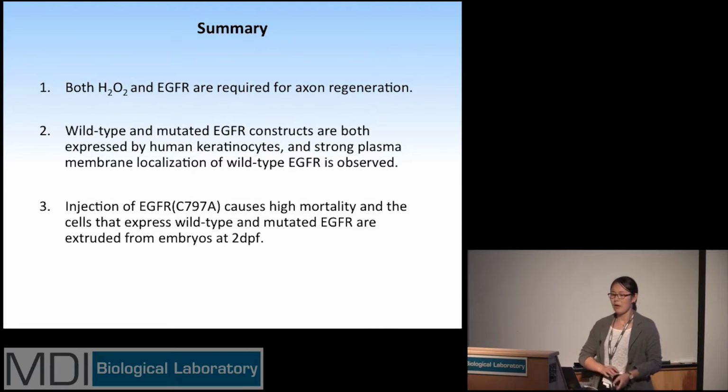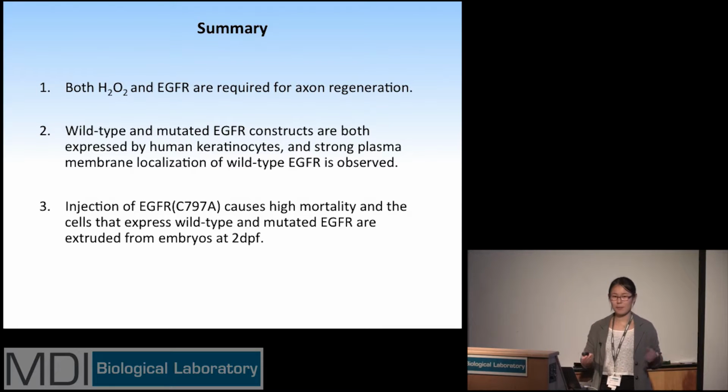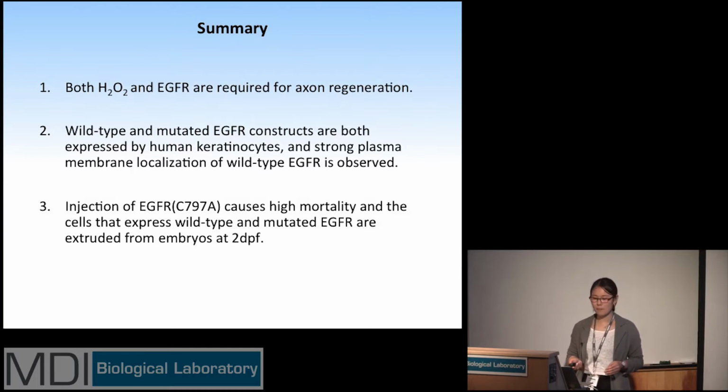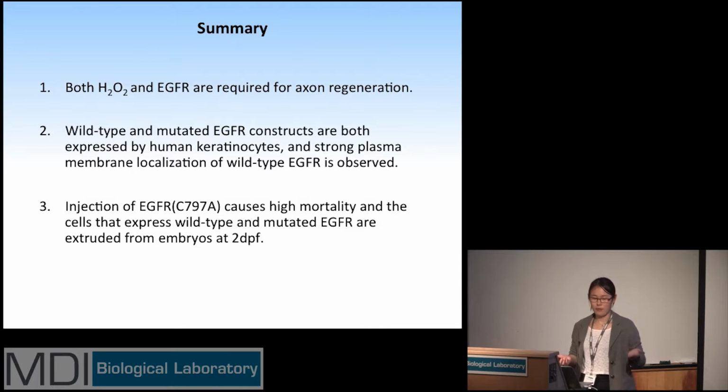So to summarize my talk, we have learned mainly three things. One is that both hydrogen peroxide and EGFR are important for axon regeneration. Second, both the wild-type EGFR and mutated EGFR constructs we made are expressed by the human keratinocytes, and with the wild-type EGFR, we see strong expression in the plasma membrane. And third, we observed that injection of mutated EGFR causes high mortality in zebrafish embryos, and both the cells that express the wild-type and mutated EGFRs somehow get extruded by the embryos as they develop.